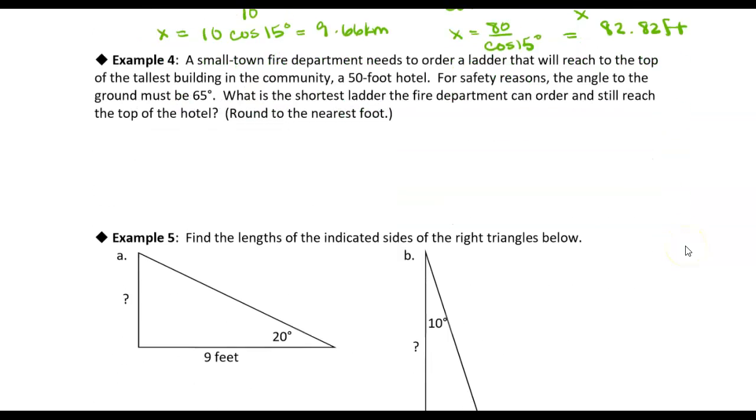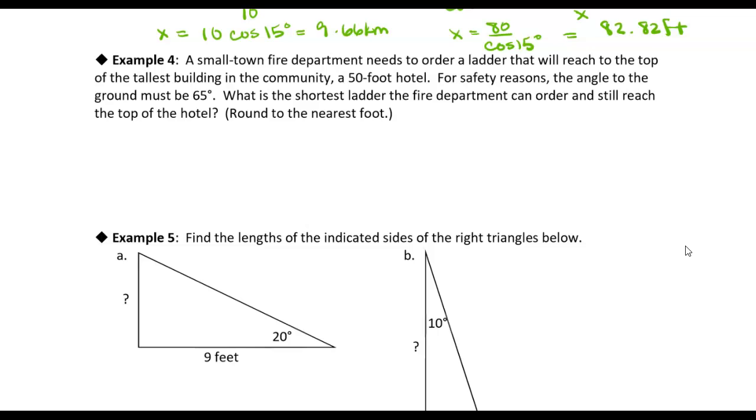All right, then we have a word problem here. A small town fire department needs to order a ladder that will reach the top of the tallest building in its community, a 50-foot hotel. For safety reasons, the angle to the ground must be 65 degrees. What is the shortest ladder that the fire department can order and still reach the top of the hotel?